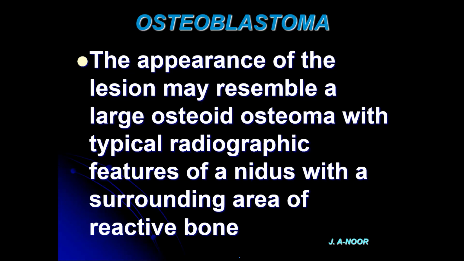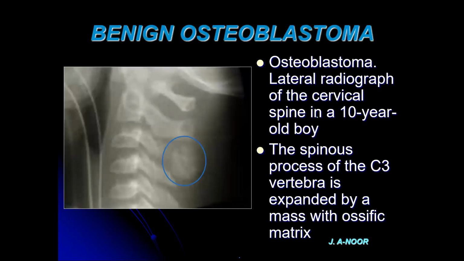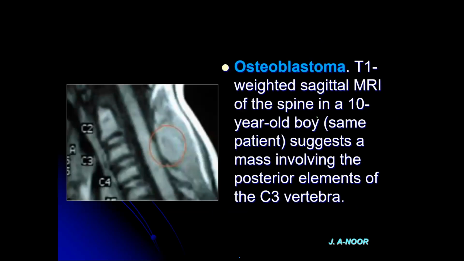The appearance of the lesion may resemble a large osteoid osteoma with typical radiographic features of a nidus with surrounding area of reactive bone formation. This is an osteoblastoma of the spinous process. This is a lateral radiograph of the cervical spine in a 10-year-old boy. The spinous process of the C3 vertebra is expanded by a mass with ossification. You have to realize this.